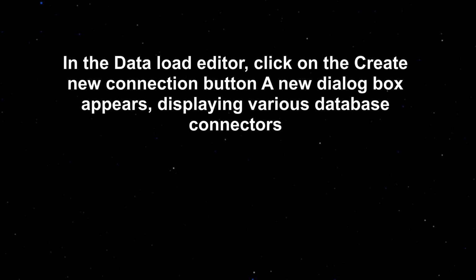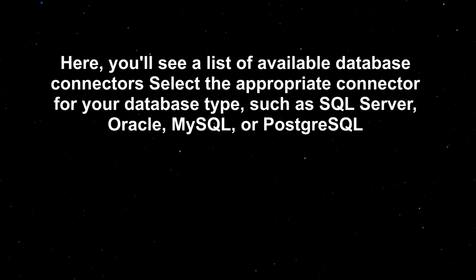In the Data Load Editor, click on the Create New Connection button. A new dialog box appears, displaying various database connectors. Here, you'll see a list of available database connectors. Select the appropriate connector for your database type, such as SQL Server, Oracle, MySQL, or PostgreSQL.